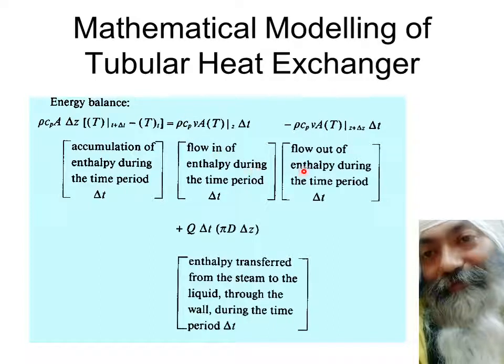Similarly, when it leaves at length L equal to Z plus delta Z, definitely its temperature will be higher, because it's gaining heat.